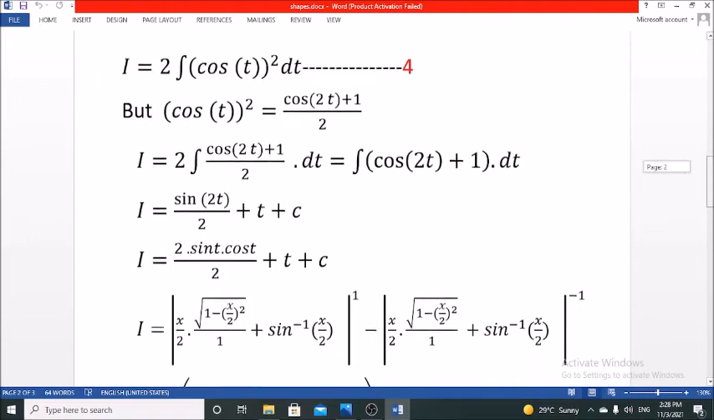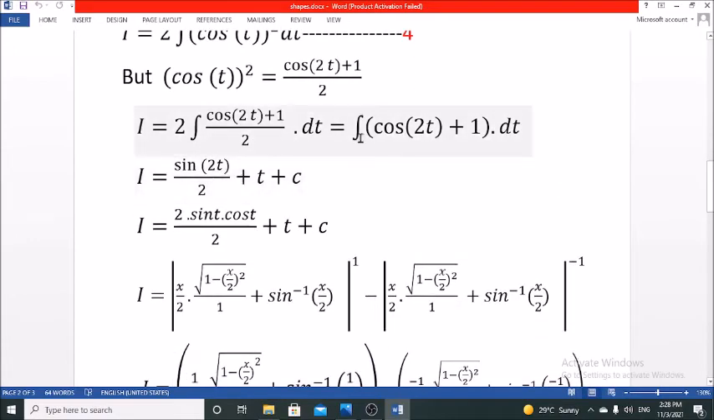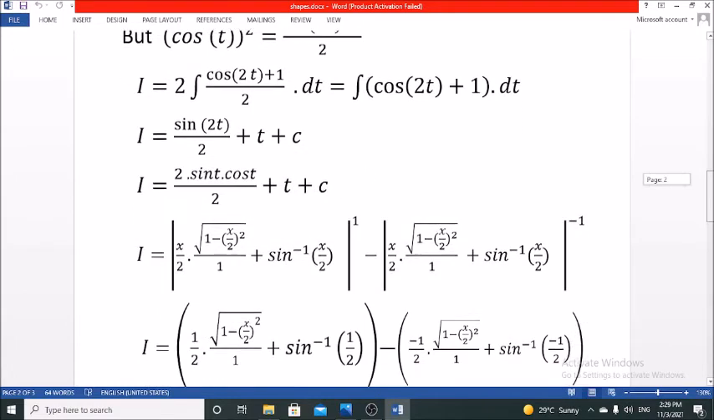So here I would be the integral of cosine 2t, which is sine 2t over 2, plus t plus c. Sine 2t from trigonometry equals twice sine t cosine t, over 2. Cancelling the 2 together, plus t plus c, the constant of integration. We will not need it soon.